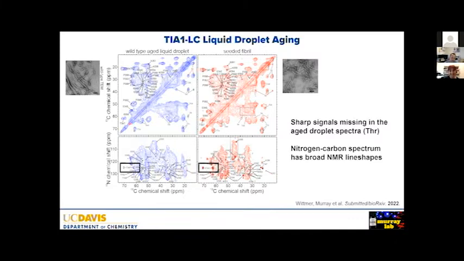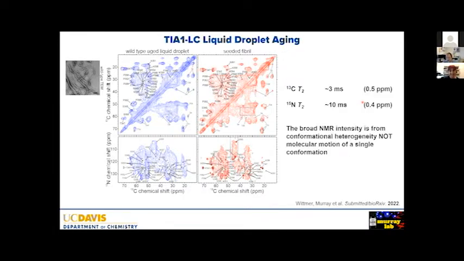And the other defining feature of the aged droplet spectra is the broad NMR line shapes. The broad line shapes could be due to molecular motion, or they could be due to the presence of several molecular conformations for each amino acid in the T1 low complexity domain. So we did some relaxation measurements. We measured C13 and N15 T2 measurements. The results of these tell us that each NMR line shape in the spectrum should be about 0.5 parts per million wide, which immediately tells us that the broad spectrum here on the left is due to conformational heterogeneity, not a single conformation undergoing dynamics to give it broad lines.